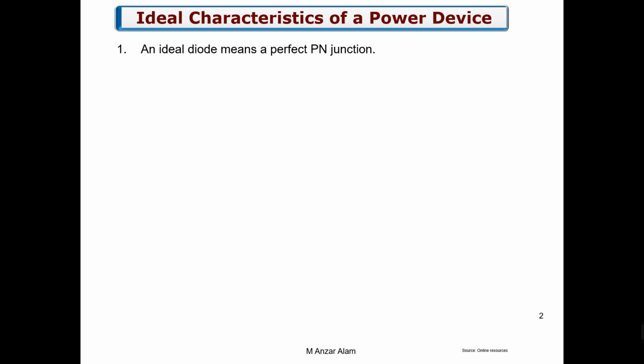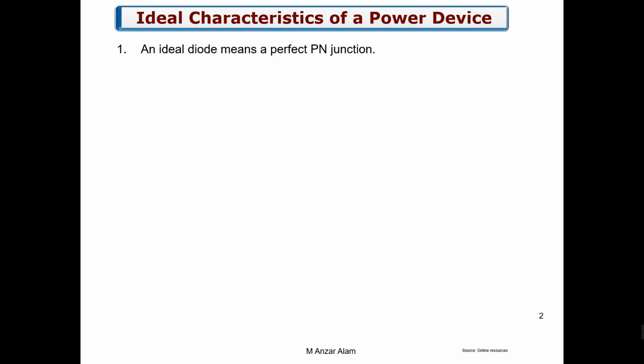For example, the PN junction has a potential barrier. Its barrier voltage is 0.7 volt for silicon. In order to turn on the PN junction of the diode, we must first overcome this barrier voltage. That means the external supply voltage must be greater than 0.7 volt. Then it will turn on. So this is the actual property.